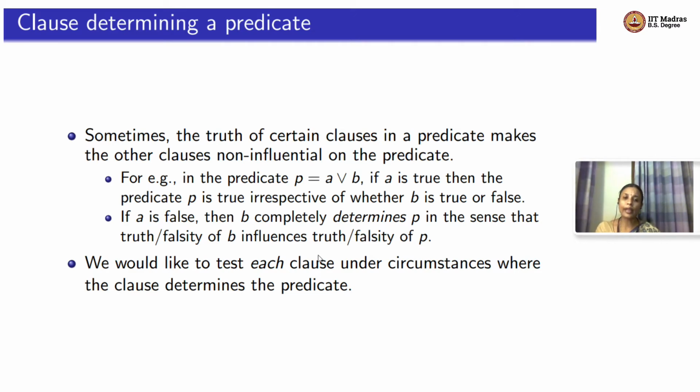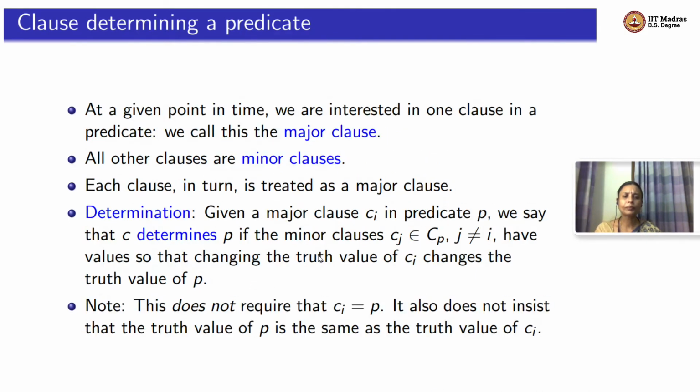We would like to test each clause under the circumstances of a particular clause determining a predicate. Let's go ahead and formalize that. At any given point in time, let's say there is a predicate P, and let's say it has some number of clauses. I focus on one clause at a time in that predicate, and at any particular point in time, the clause that I focus on is called the major clause. All other clauses in the predicate are called minor clauses. So as I told you, we're just going to take turns. We're going to focus on each clause being a major clause in turn.